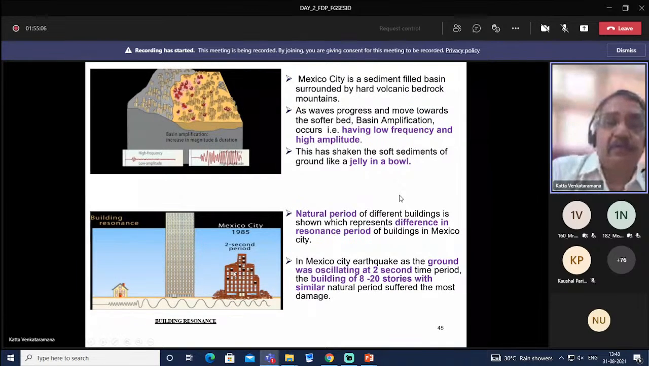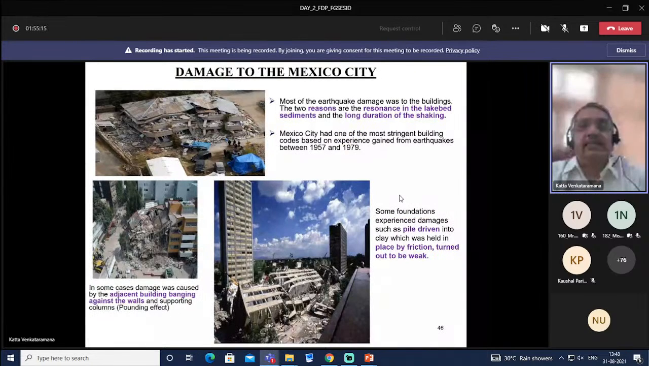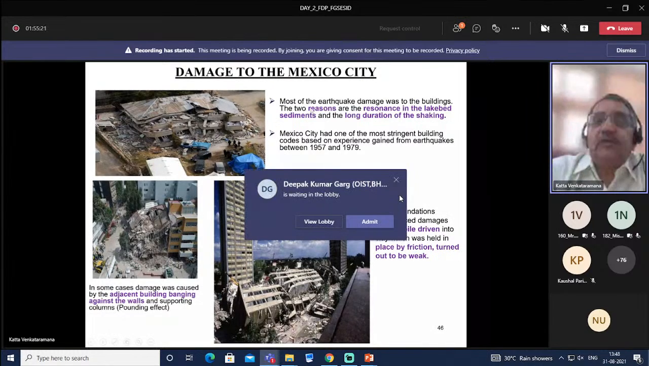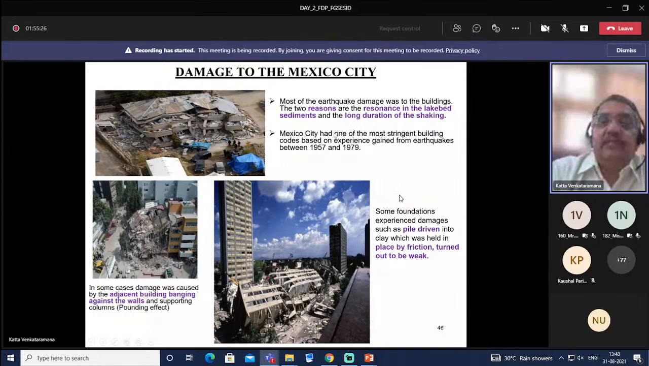So it was not only subsoil conditions that caused this kind of damage. Some of the photographs show most of the earthquake damage to the buildings. The two reasons are the resonance in the lake bed sediments and the long duration of the shaking.